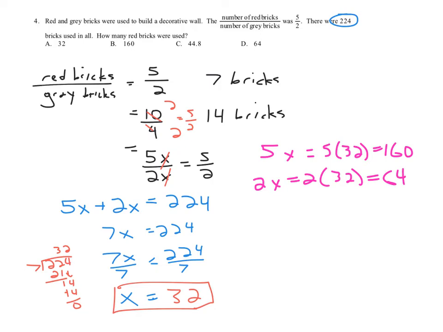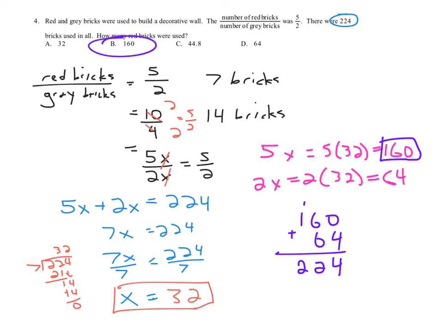So then let's check and see, does that actually add up to the 224 bricks? 160 plus 64. Yes, it does. So we know that that's the correct x value, but very specifically for the answer, we know that 5 times that number x was 160, the number of red bricks, and that's B, and that's the answer.